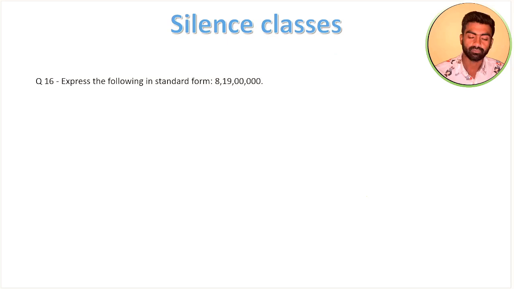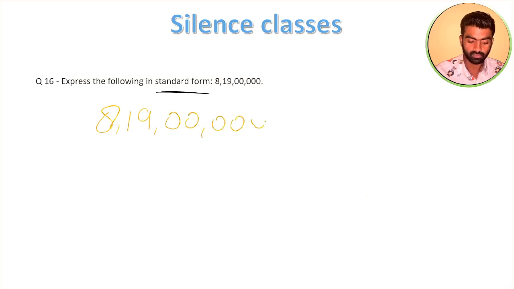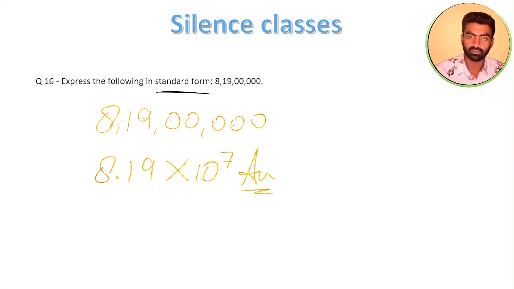Express the following in standard form means we have to convert this into a standard form, and you guys know how to convert this. It is written 8190000. Then we have to place the point at the start, so we put the point over here. 8.190000, I can write it like this, or you can directly write 8.19, removing the zeros, multiplied by 10 to the power of... 1, 2, 3, 4, 5, 6, 7. After how many numbers have we put the point? 7 numbers, so 10 to the power 7. And this is the answer for this question.